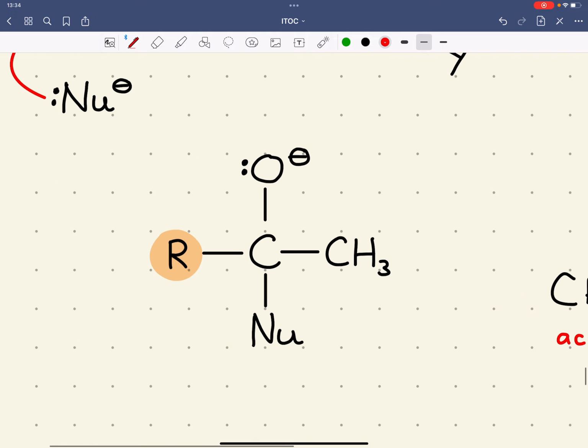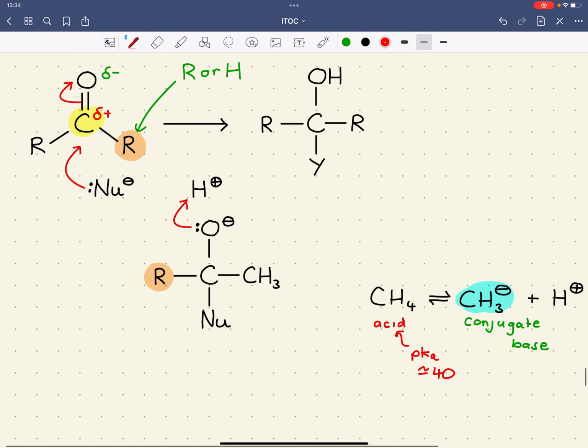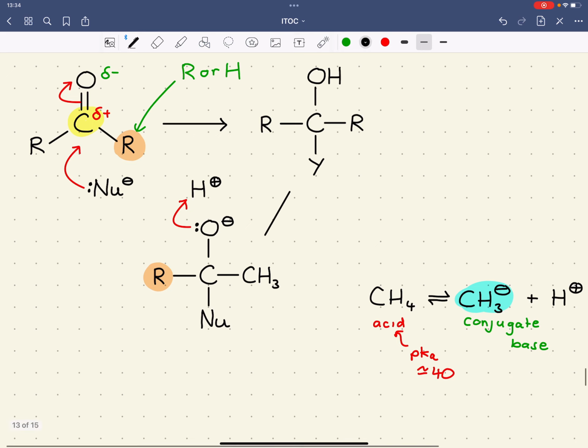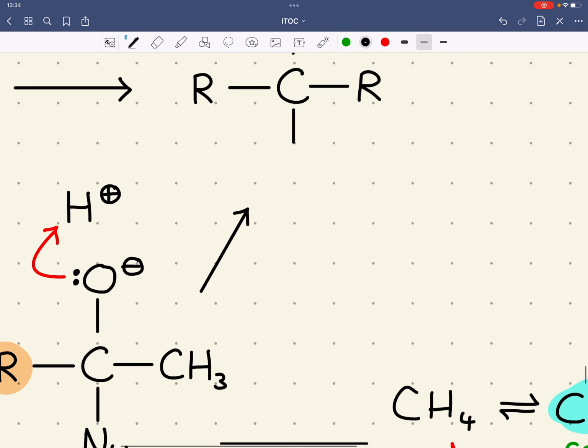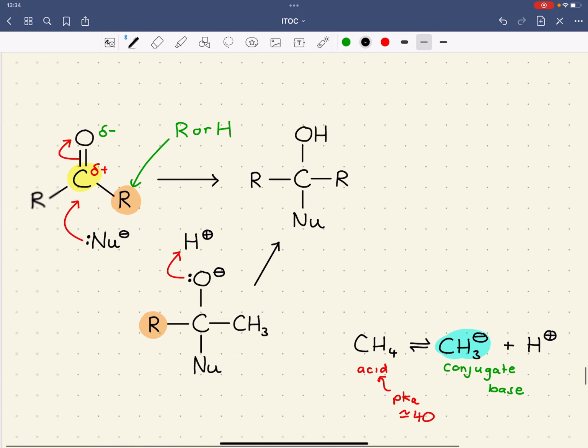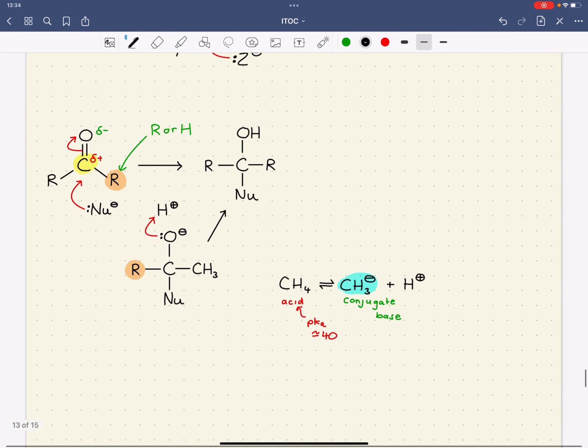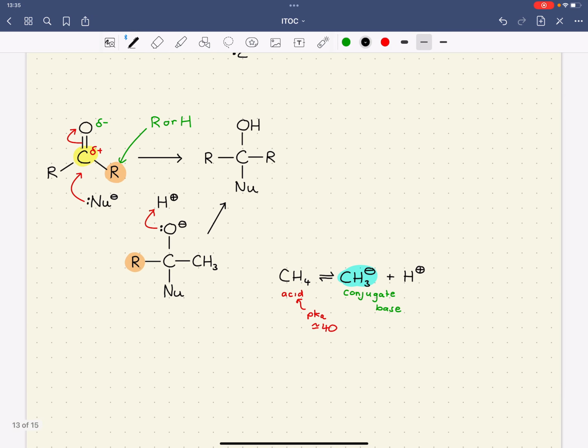And what happens next is that the lone pair on that oxygen is being used to form a new OH bond, and you get this alcohol group being formed. Okay, so that will be my result, where in this case Y in effect is Nu. So these aldehydes or ketones, that's why they tend to undergo addition. They will not undergo substitution because the leaving groups here are not very good.